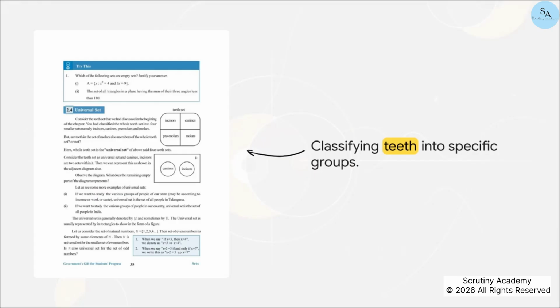I always think it's way better to look at a shape or a pattern before we even think about touching a formula. So take a look at this diagram. We've got a big box labeled teeth set, and inside of it there are smaller boxes for incisors, canines, premolars, and molars. Now, if I were to ask you where the canines are, you'd naturally just say, well, they belong inside the larger group of all teeth, right? See, you already understand the logic perfectly. The specific teeth naturally just fit right inside the whole group.